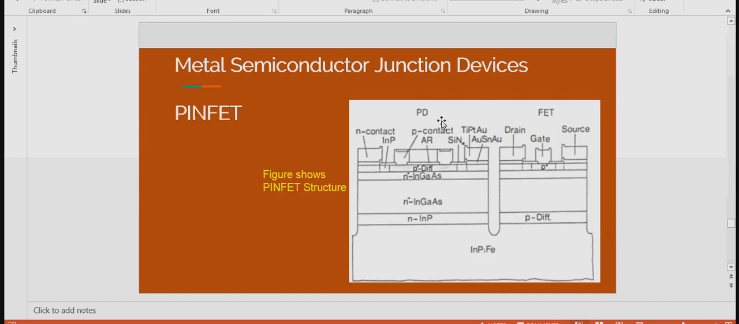FinFET structure looks like this: the first one corresponds to the pin photodiode structure, followed by the FET structure. How the FET is seen in a single chip, how the heterojunction FET structure is incorporated, how the photodiode structure is incorporated. InP stands for indium phosphide N-type, InGaAs stands for N-type indium gallium arsenide. P diffusion structure, indium phosphide substrate.